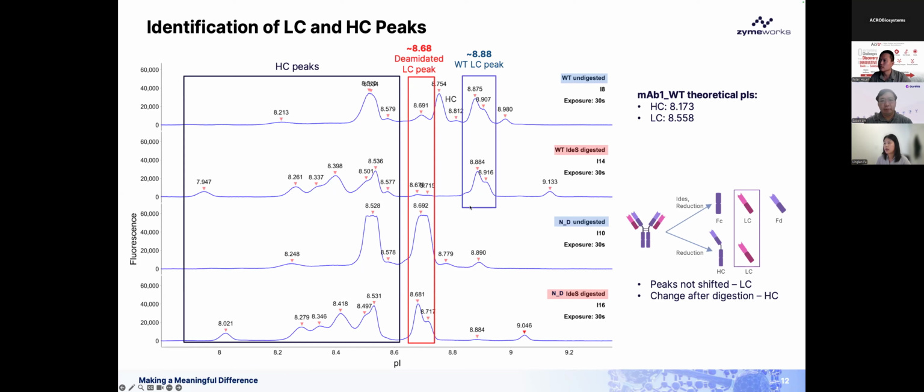And we do see a peak on the right side, around 8.8, that remains identical before and after digestion, which corresponds to our theoretical expectation of the light chain. And in the N2D mutation graphs, we do see a similar peak profile, but with an acidic shift to 8.6. So we further confirm that this area should be our deamidated light chain peak, and this 8.8 should be our wild-type light chain peak.